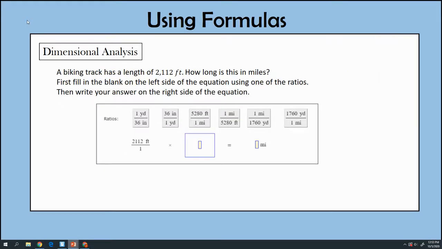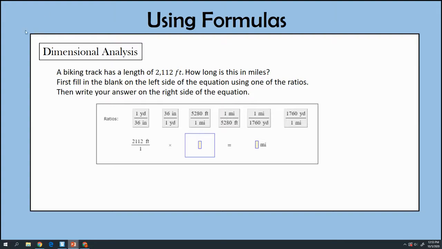All right, so first of all, let's look at this first question here. It says a bike track has a length of 2,112 feet. How long is this in miles? So they're going to ask us to first fill in the blank on the left side of the equation using one of the ratios and then write our answer on the right side of the equation.